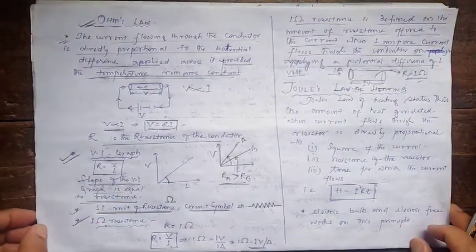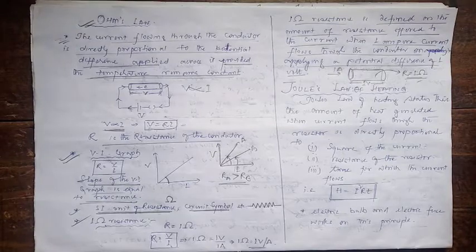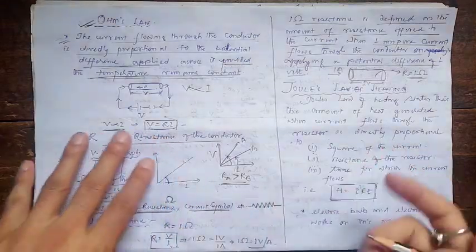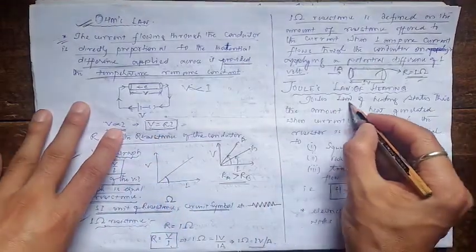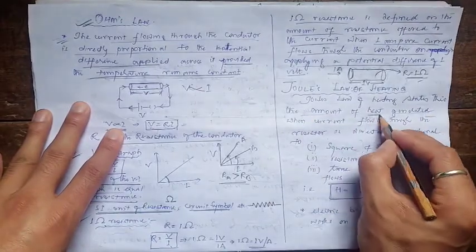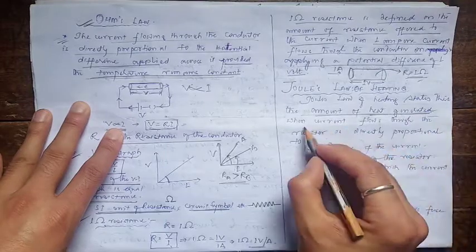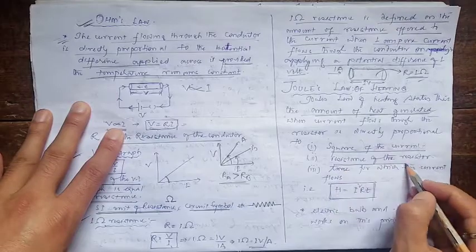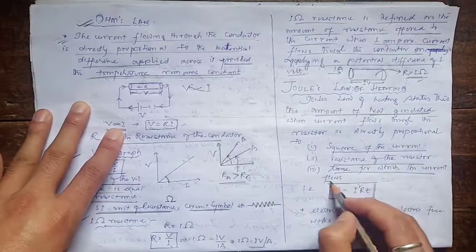Now let's understand the next law, that's Joule's law of heating effect. Students, Joule's law tells us the relation between the amount of heat generated, the current flowing through the conductor, the resistance of the conductor, and the time for which the current flows through the conductor. Let's understand the statement first. Joule's law of heating states that the amount of heat generated when current flows through a resistor is directly proportional to the square of the current, the resistance of the resistor, and the time for which the current flows.